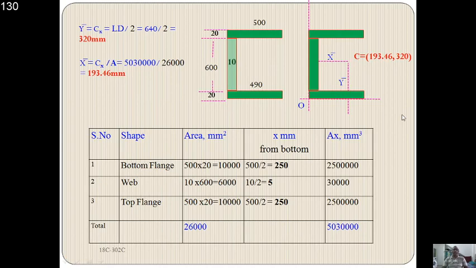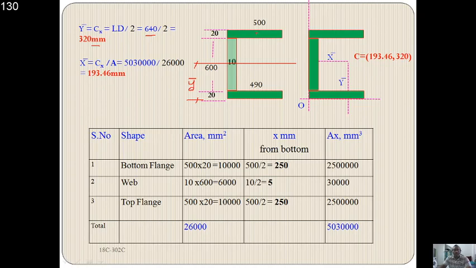Then find the x bar and y bar. It is obviously clear that the channel section is symmetric about the x-axis. Due to symmetry, the y bar can be calculated. Therefore, y bar is equal to the largest dimension, 600 plus 20 plus 20, that is capital H, 640 by 2. So that is 320.